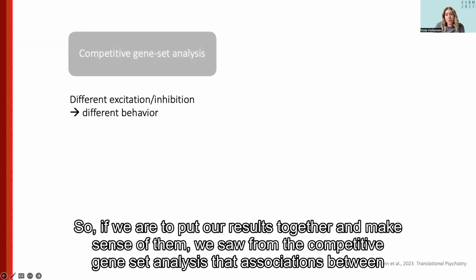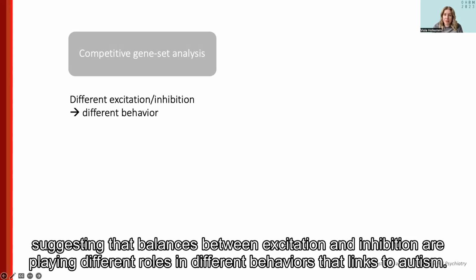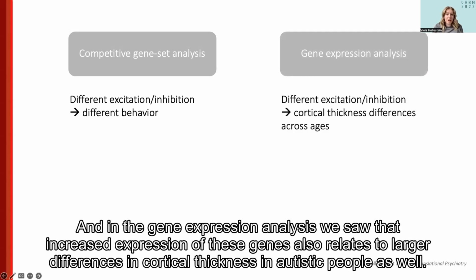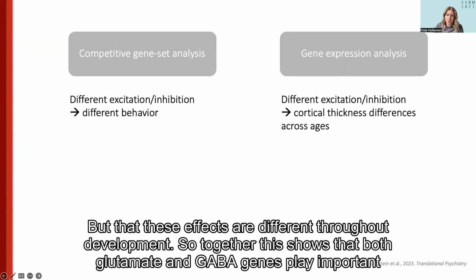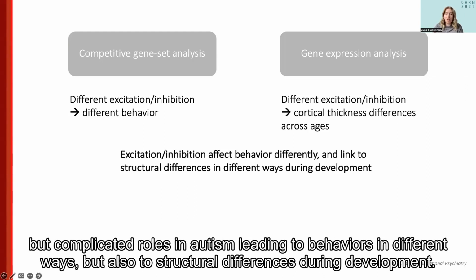So if we are to put our results together and make sense of them, we saw from the competitive gene set analysis that associations between glutamate and GABA genetic variations relate differently to autism behaviors, suggesting that balances between excitation and inhibition are playing different roles in different behaviors linked to autism. And in the gene expression analysis, we saw that increased expression of these genes also relates to larger differences in cortical thickness in autistic people as well, but that these effects are different throughout development. So together, this shows that both glutamate and GABA genes play important but complicated roles in autism, linking to behaviors in different ways, but also to structural differences during development.